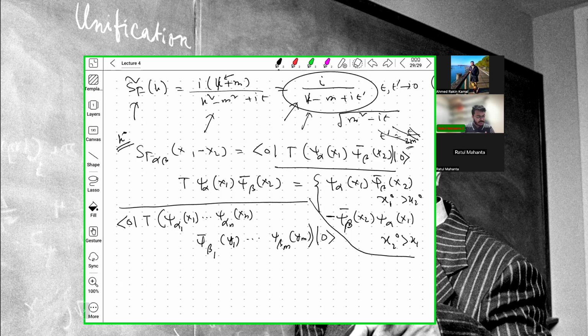It is vanishing unless n equals m. Sorry, what's the English? Yes, it vanishes unless n equals m, so that should be the correct wording. Whenever there are the same number of psi fields and psi bar fields, only then is it non-zero. That's what I mean. And that is actually a consequence of charge conservation.